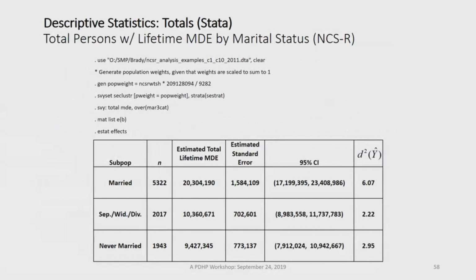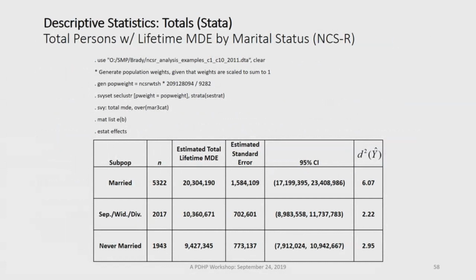Okay? Because with those normalized weights, they only sum to the sample size. So if, for example, you're trying to find out in the U.S. population how many people have ever had a major depressive episode, your weighted estimate might be something like 469.